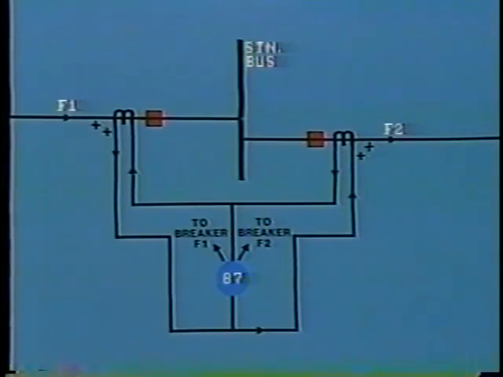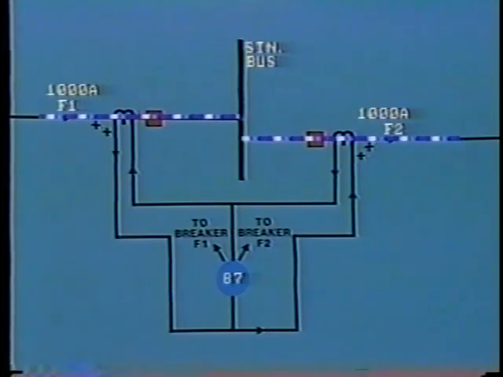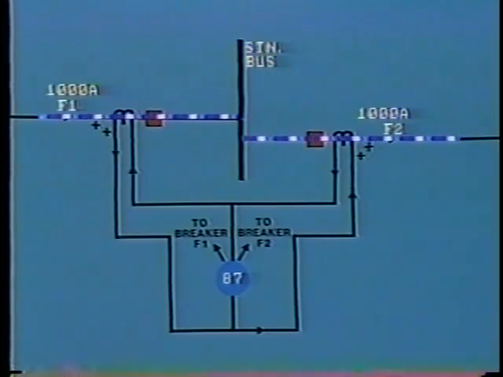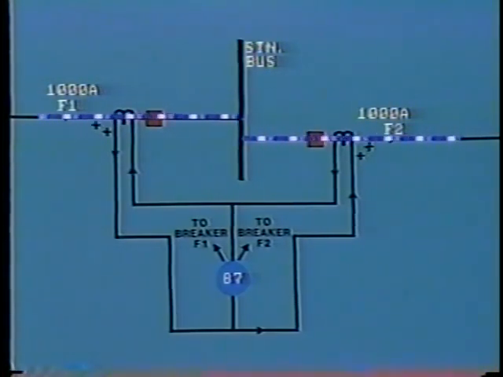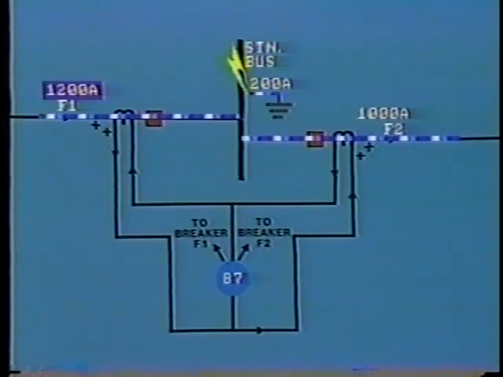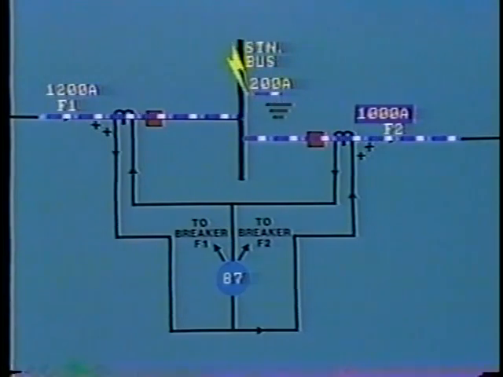Here, we wish to protect against a fault occurring on the bus. Under normal operating conditions, that is, with no fault on the bus, the current entering the bus from feeder F1 must be the same magnitude as the current leaving along feeder F2. Let's suppose that this current is 1,000 amps. Let's see what will happen if a high resistance fault occurs on the bus, resulting in a passage of, say, 200 amps to ground. Now we have 1,200 amps entering the bus and 1,000 leaving.